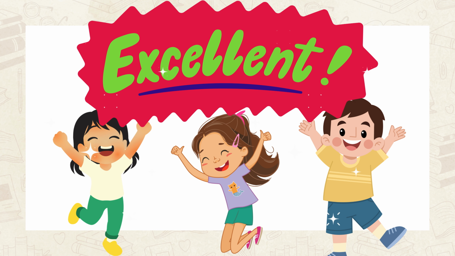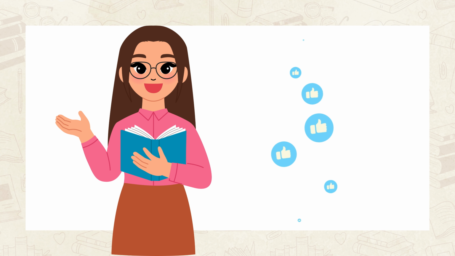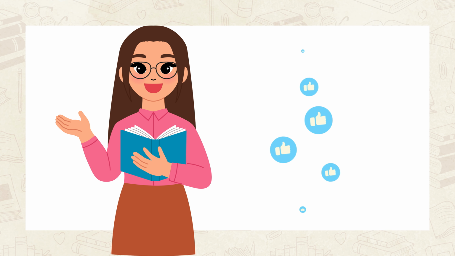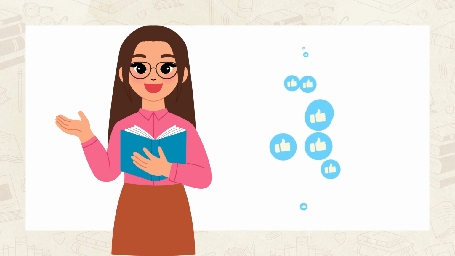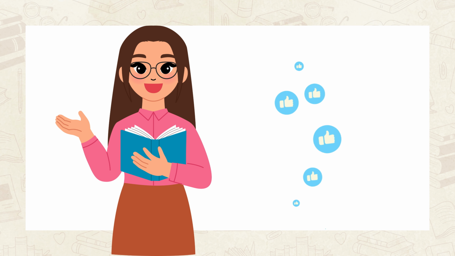Great job for today, class. We already learned what a character is, what the setting is, and we even know how to describe characters using characterization. You all did amazing in answering and spotting the examples. Now that we understand these parts, it's time to move forward to the next element of a short story. So make sure to follow along in our next video.